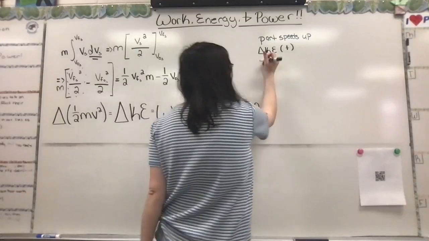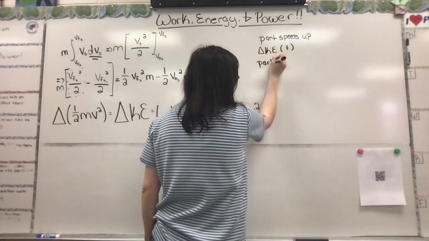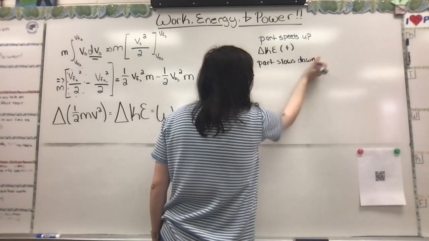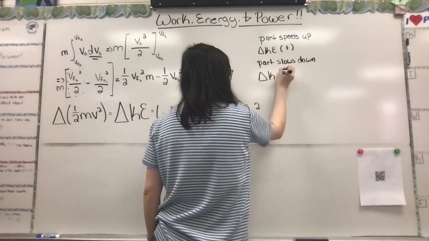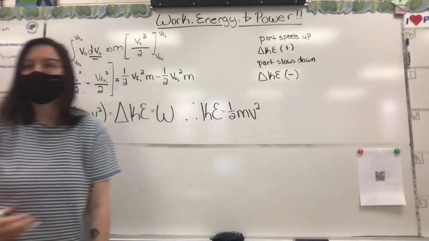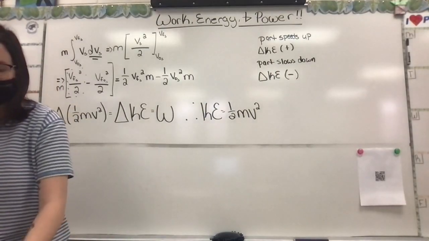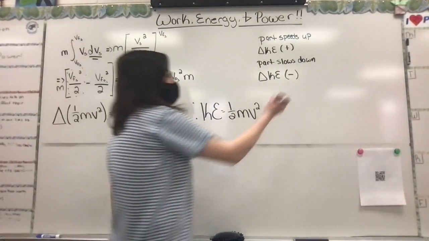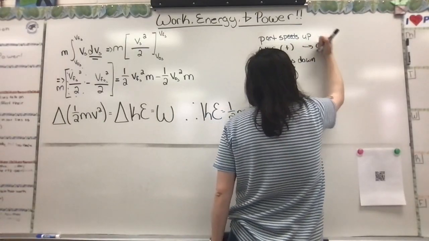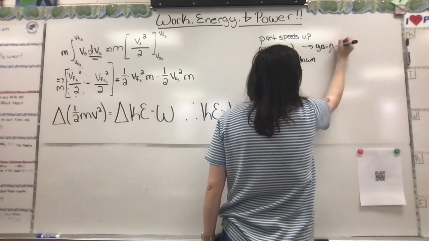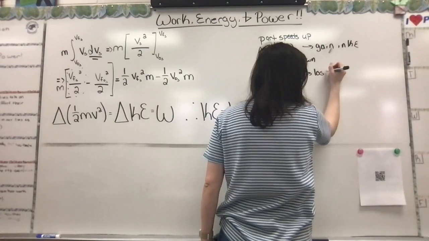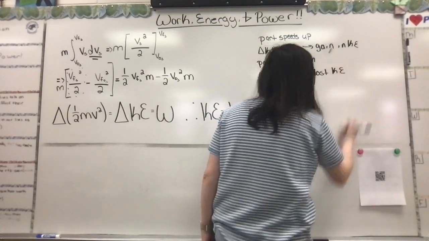Now, what if the particle slows down? What will the change in kinetic energy be? Will it be positive, negative, or zero? It's going to be negative. I mean, it could be zero. You never know. It has to stay the same, right? So if it's positive, that means it's had a gain in kinetic energy. And if it's negative, it has lost kinetic energy.